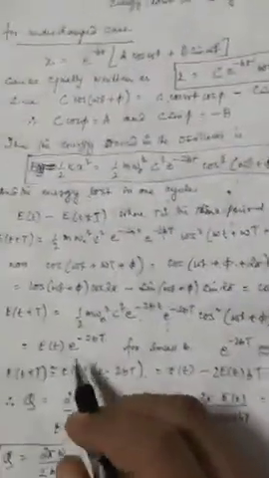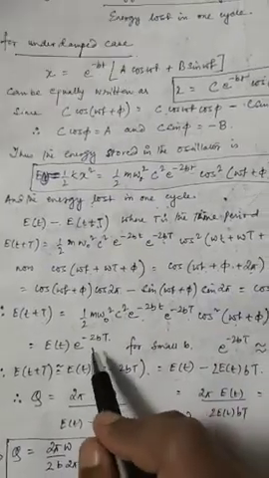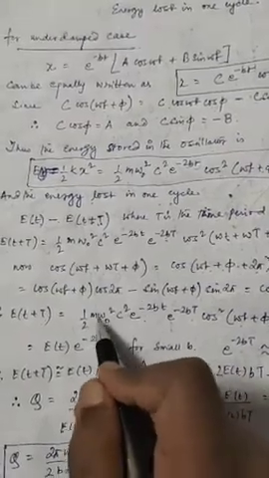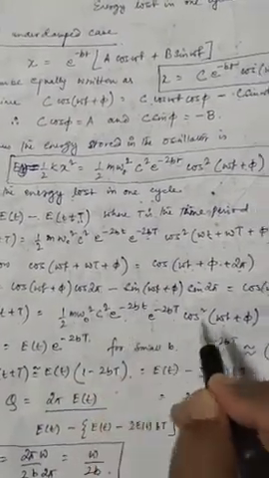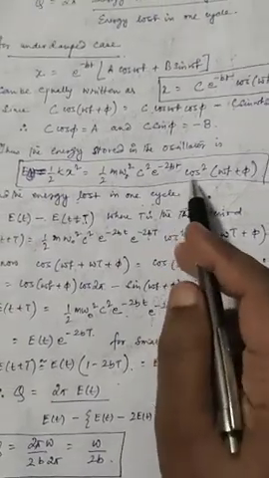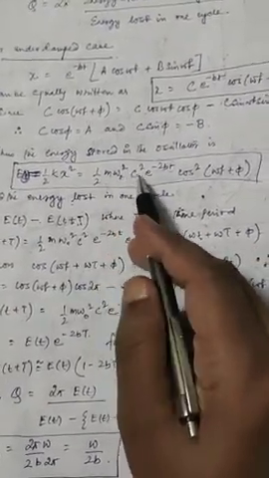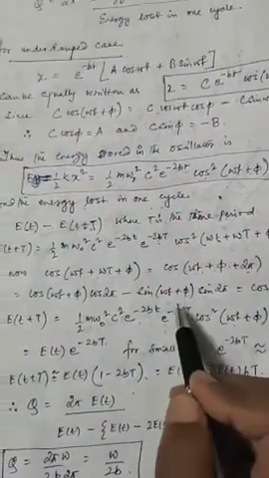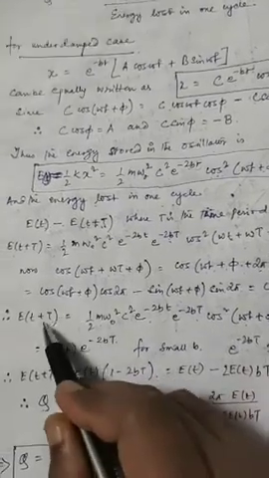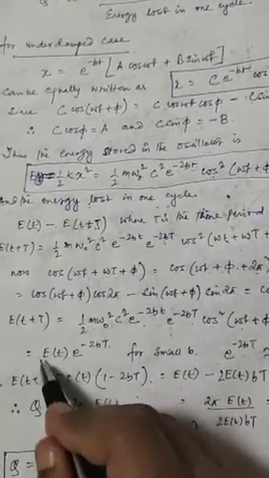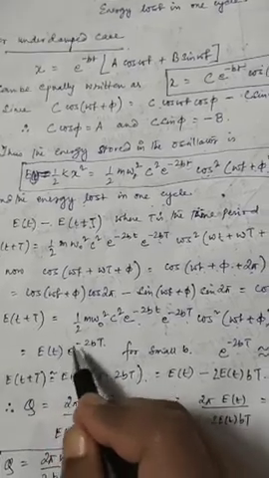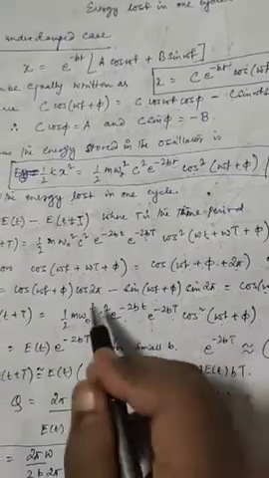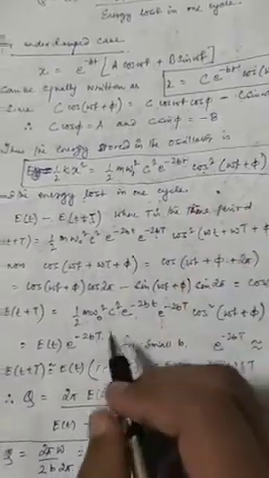So now one more manipulation. You can see this is half m omega naught square c square e to the power of minus 2bt cos square of omega t plus phi, which is nothing but E(t). Just this extra term is there for E(t plus T). So I can write it as E(t), that is at time t, times e to the power of minus 2b capital T, this term. The rest is same as E(t), small t.